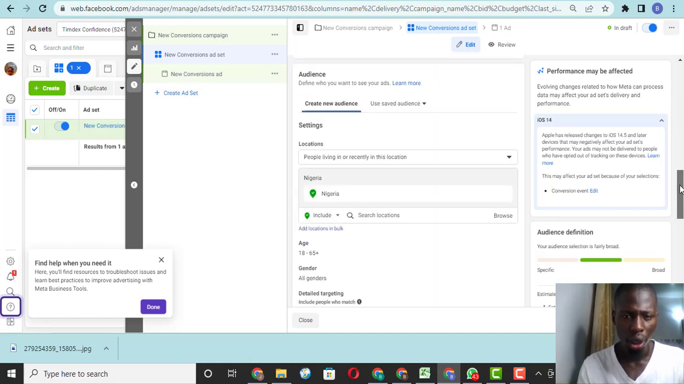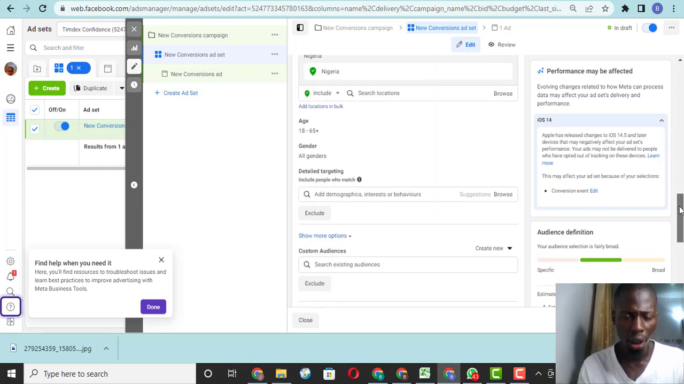Now at this level, a lot of people make this mistake of just going with a lot of interest targeting here, maybe stacking about 5, 6 up to 10 interests, and using these different interests to target their audience. Now this is very, very wrong and might give you results, but in the end you might not understand the results because you don't actually know what interest is working for you.